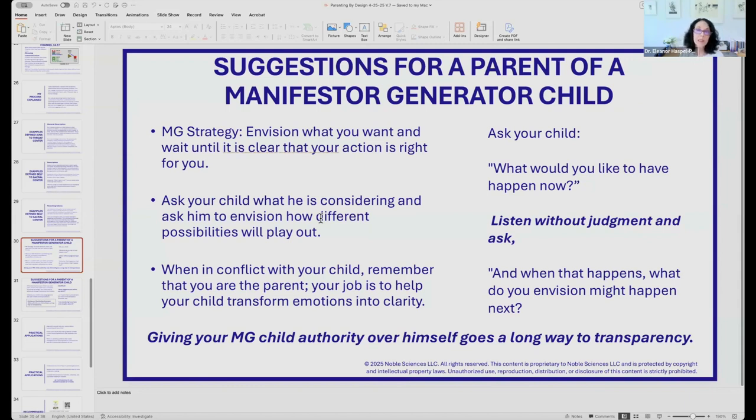Your job is to help your child transform emotions into clarity. Ask your child, what would you like to have happen now? Listen without judgment and ask, and when that happens, what do you envision might happen next? When you do it this way, you're giving your child authority over himself. And that goes a long, long way because you want your child to trust you as a parent and to be transparent with you so that you know what's really going on with your child.